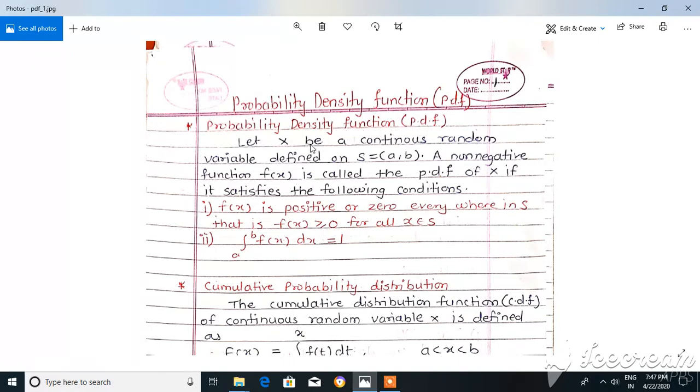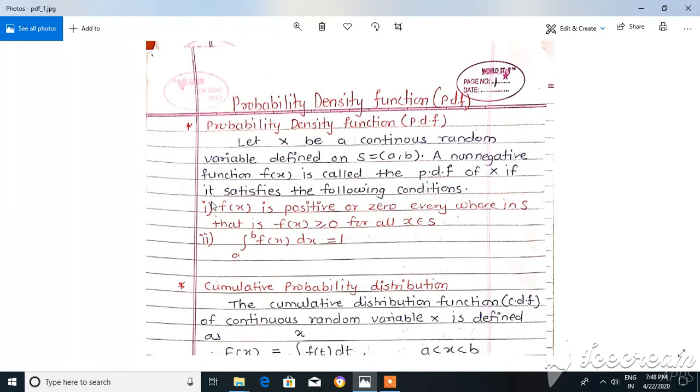So let X be a continuous random variable. As it is a continuous random variable, it always lies between some interval. Let us say it is defined on S equals [a, b]. This a is the lower limit, this b is the upper limit, so your X always lies between a and b. A non-negative function f(x) is called the PDF of X if it satisfies the following conditions.